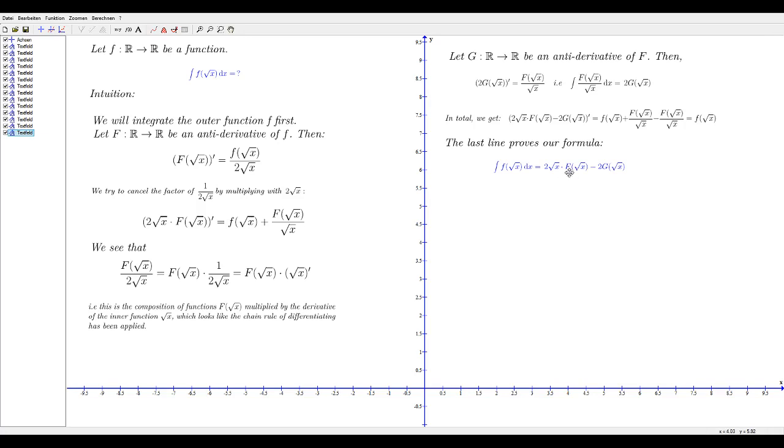And in particular, this might tell you something about capital F and capital G, in case you don't actually know capital F and capital G. In case you find it too hard to integrate the outer function f, let alone integrate it twice. However, in most cases that really should be no problem.